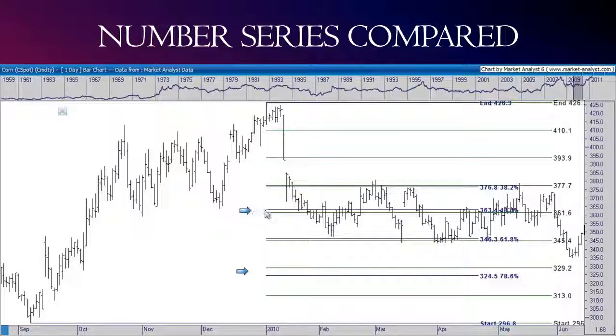Now these arrows here are pointing at the 50% and the 75% of Gann, or if you want to call it the 48.6 and the 78.6 levels. These are the very important levels that we're going to be focusing on here going forward. So this is just a good illustration of how close these numbers are sometimes.